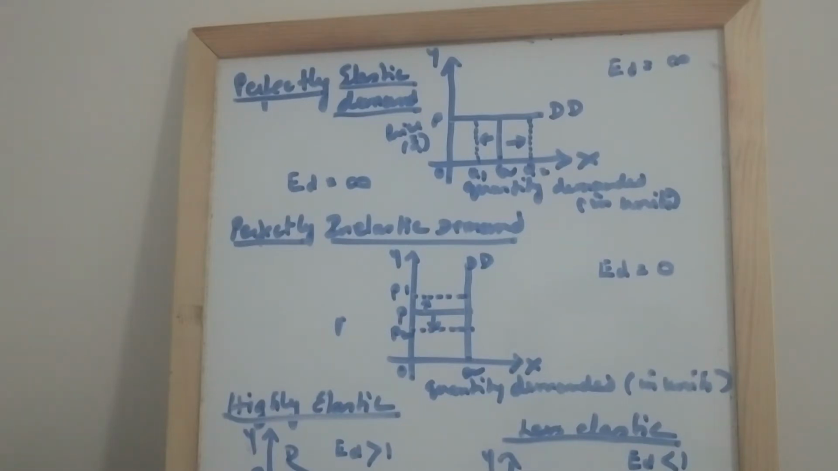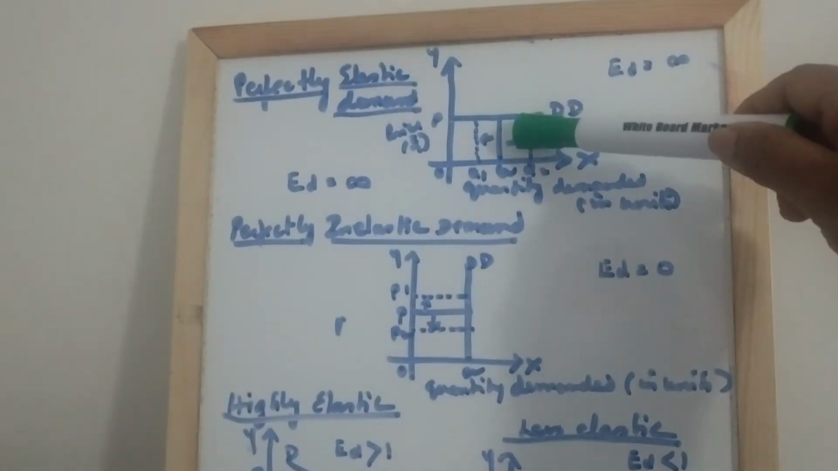Price elasticity of demand can be expressed in terms of a numerical value which ranges from 0 to infinity. Let's discuss the different types here: perfectly elastic demand, perfectly inelastic demand, highly elastic demand, less elastic demand, and unitary elastic demand. The first one is perfectly elastic demand.